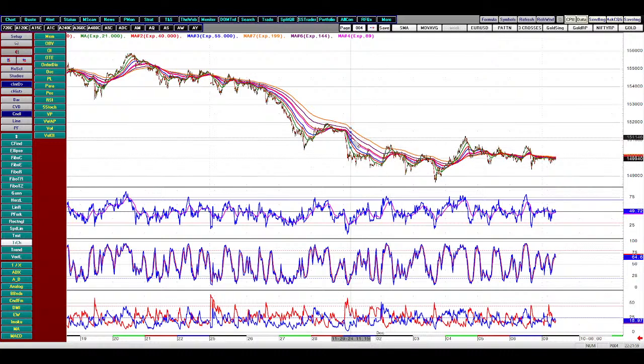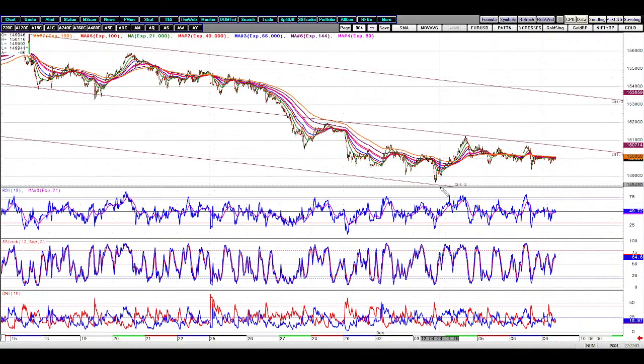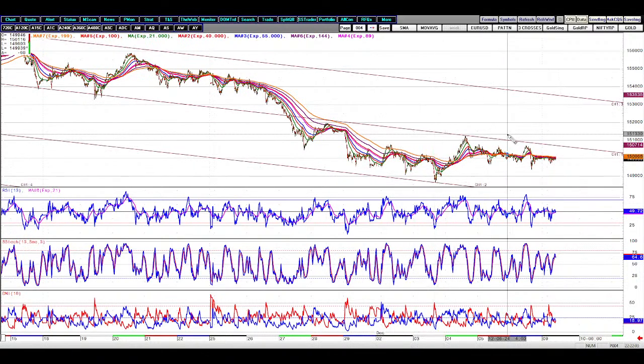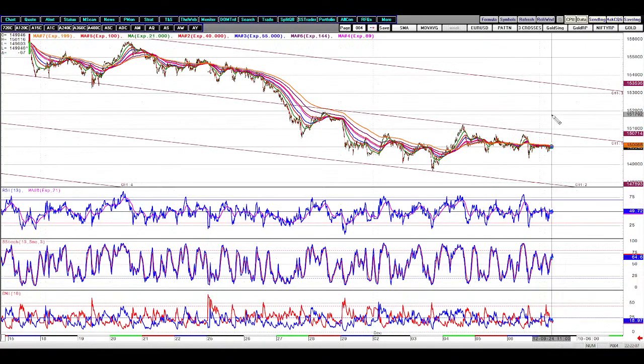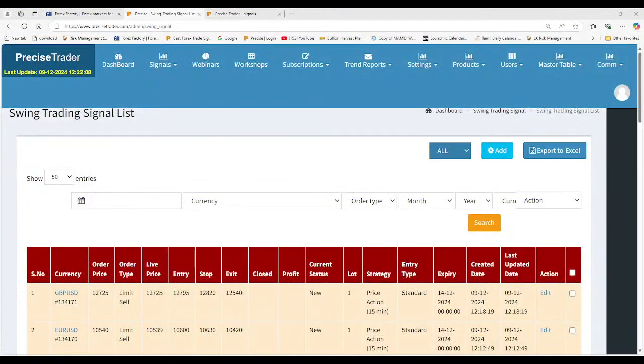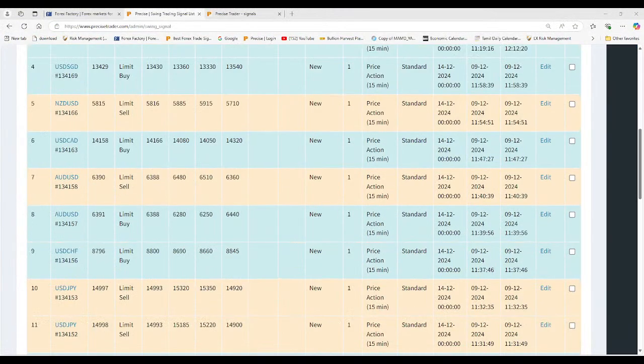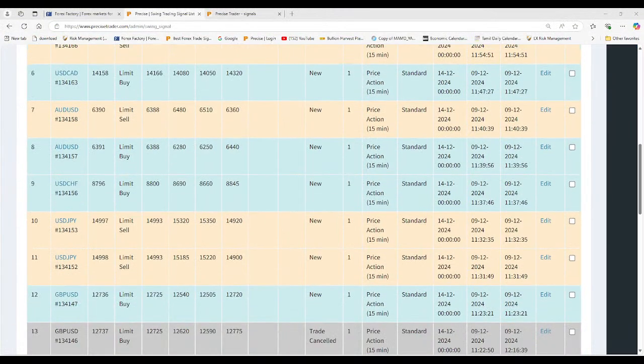So let's see how we have generated this signal. This is within this channel. Maximum I think we should not see beyond 153.50. So let's look into the dollar yen signals. We are trying to sell at 153.20.